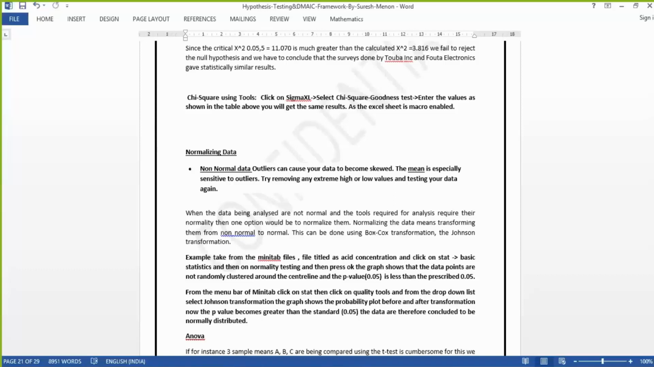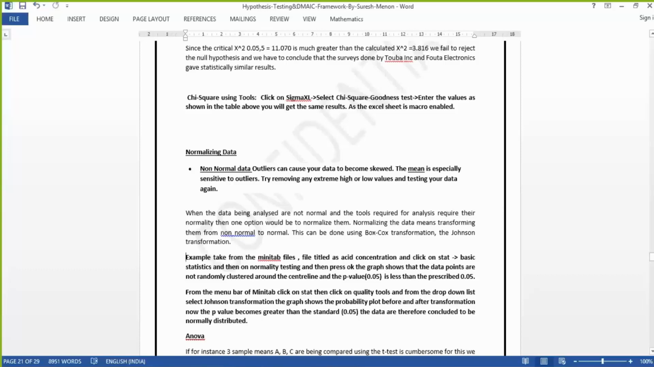You have say 100 or 2000 data points. How can you make all that data normal? It's humanly impossible. Then you have to use Minitab. Please note down, to make the data normal, you have to use Johnson transformation. I'll show you in Minitab how to make the data normal.